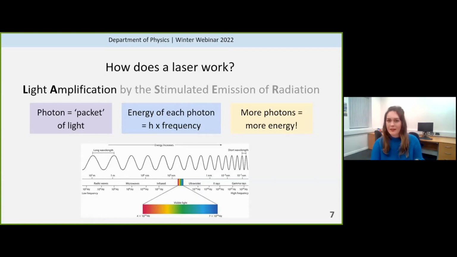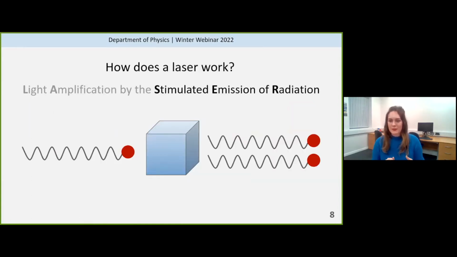And the way that we do that is through this process called stimulated emission. Now, it's not important for this talk to understand exactly how it works, but the main principle to take away from it is that it's a process that happens to the electrons in the material. So you'll have a photon of a particular wavelength, a different color coming in. It will then stimulate or force some of the electrons within that material to emit another photon. So it'll emit some more radiation.